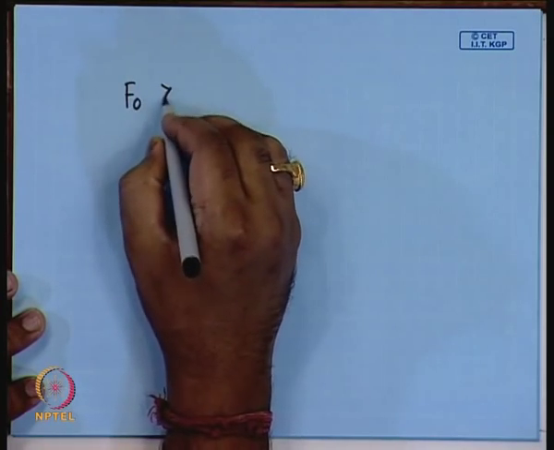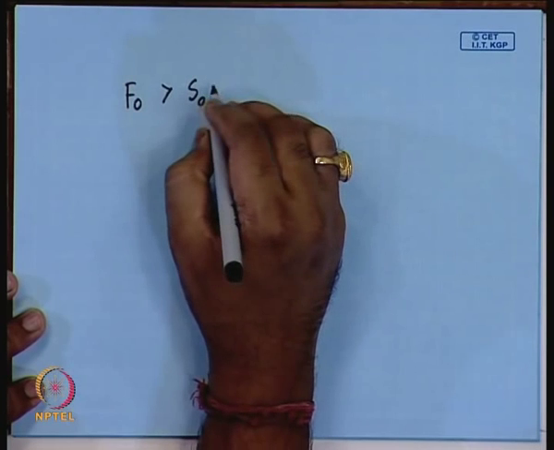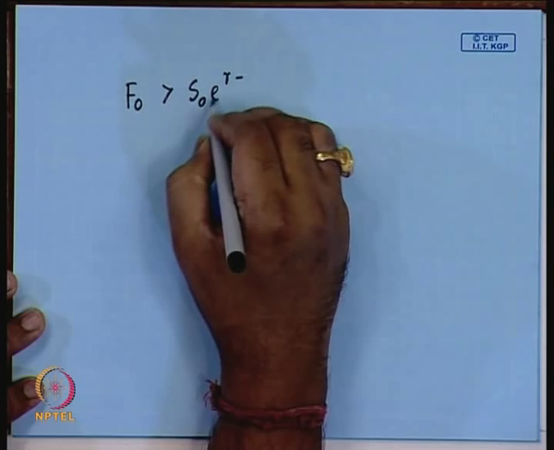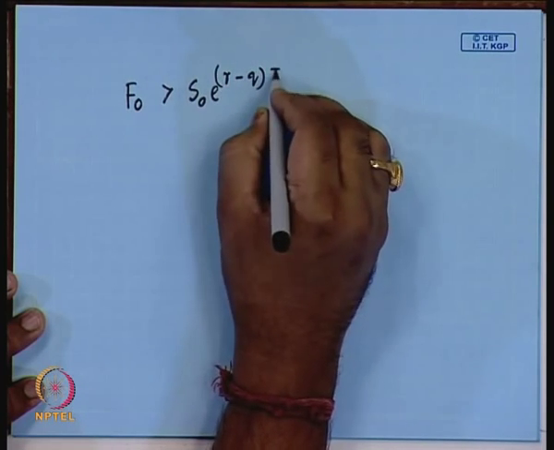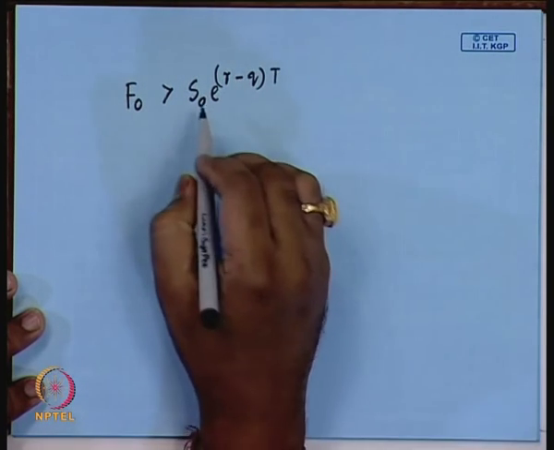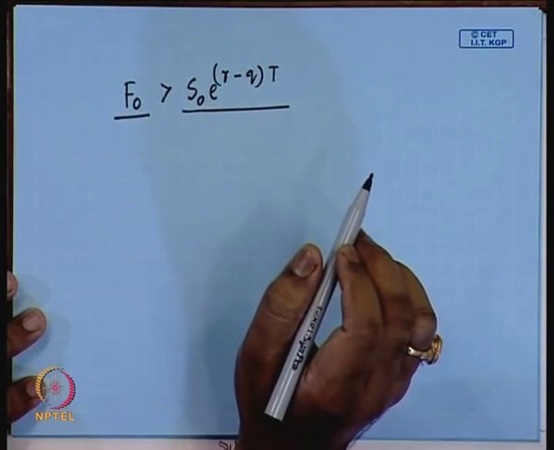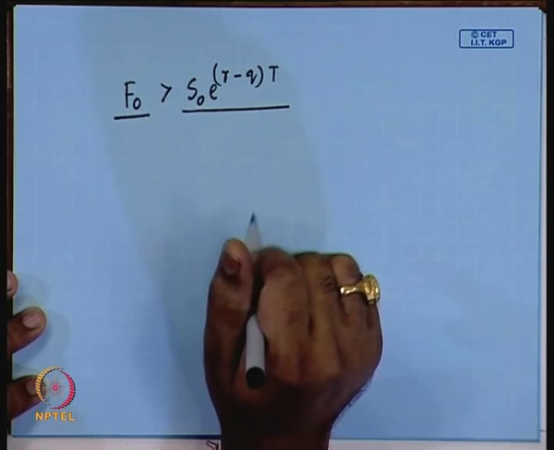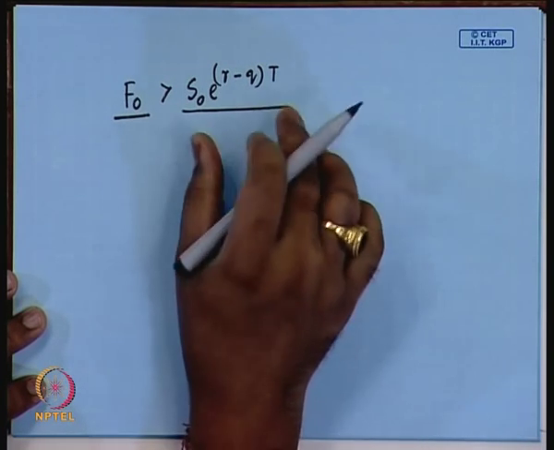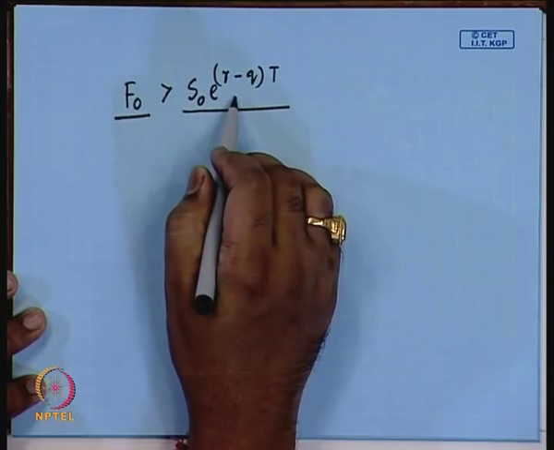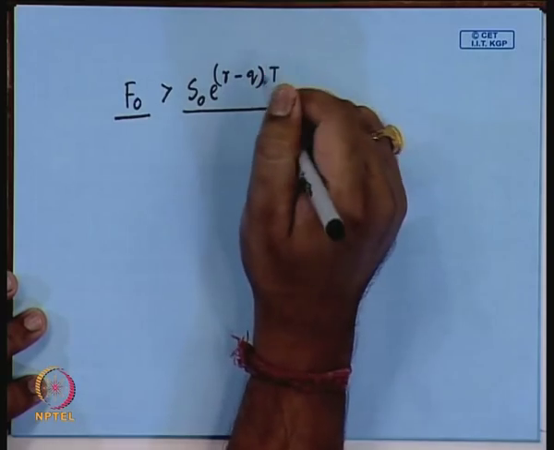So how will it be possible? If F 0 is greater than S 0 e to the power r minus q into t, what does it mean? This is your calculated value, and this is the actual value, the value you are expecting. Then if the actual futures price is greater than this, what will happen?